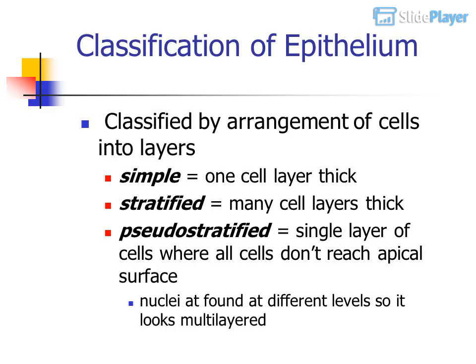Classification of epithelium. Classified by arrangement of cells into layers. Simple equals 1 cell layer thick. Stratified equals many cell layers thick. Pseudostratified equals a single layer of cells where all cells don't reach the apical surface. Nuclei are found at different levels, so it looks multi-layered.